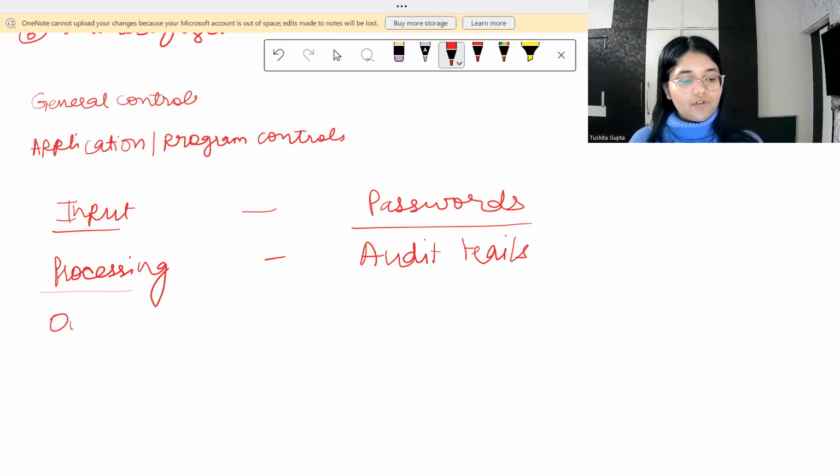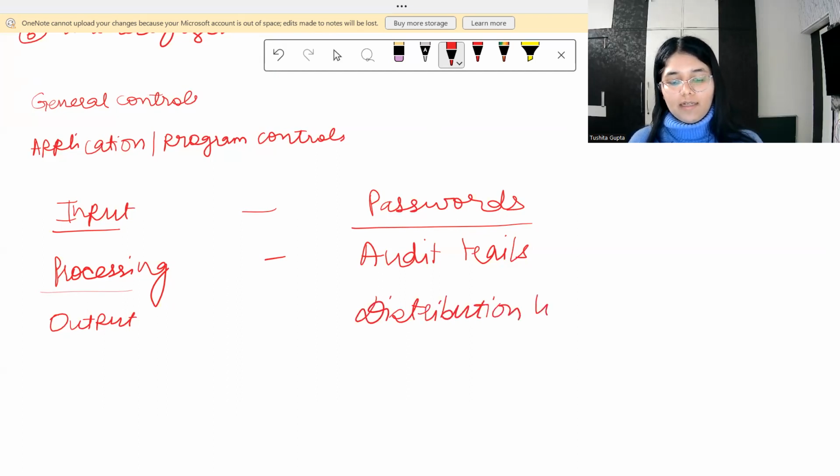Then another sort of control, at output, is that you can check your distribution lists. Maybe if someone has tried to steal your data from the organization, they would have emailed that information to another email which may be external to your organization. Then distribution lists can be used to see that this data was shared with this and this person. So this is what a distribution list will tell. So this is about the application or program controls that we have.